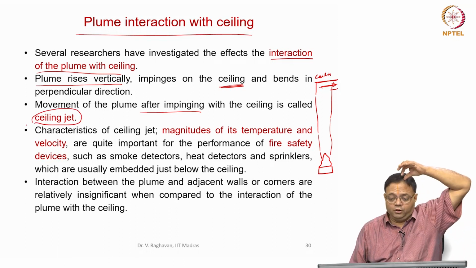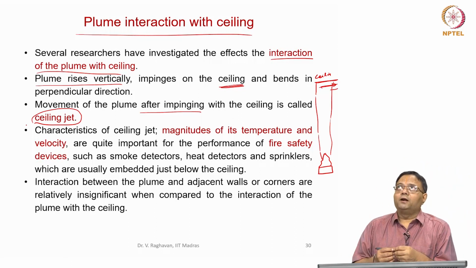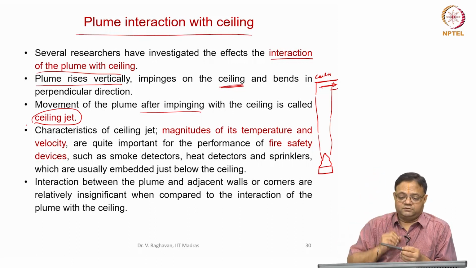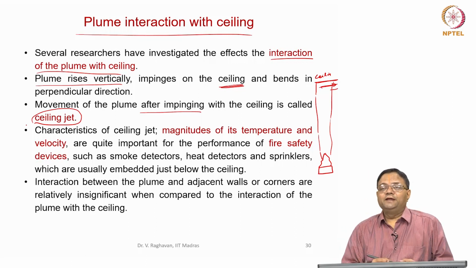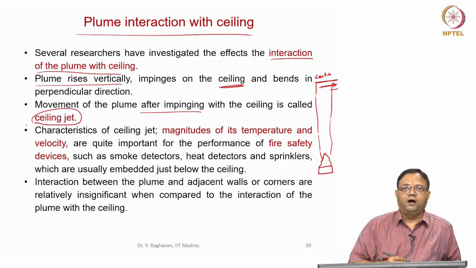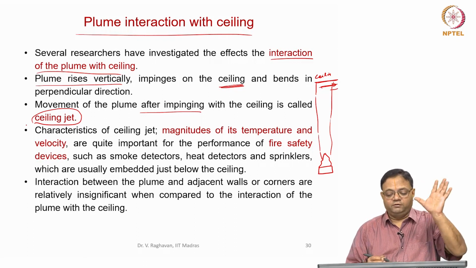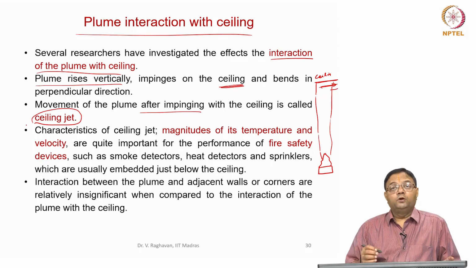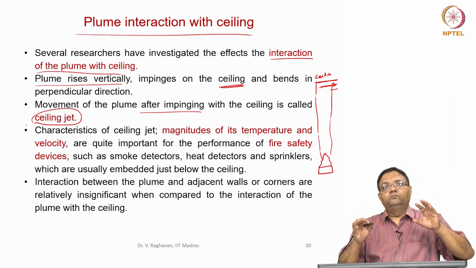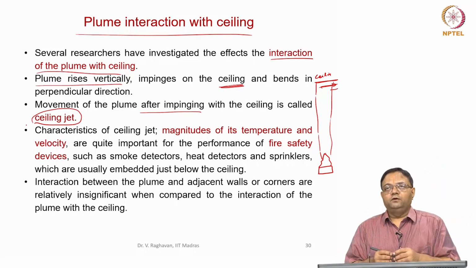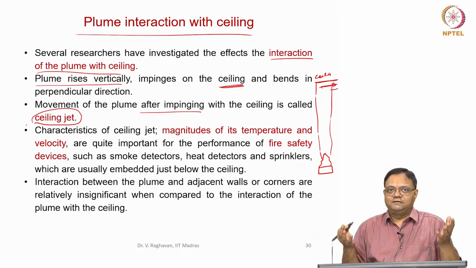Okay, ceiling jet. Now, please understand that normally in an enclosure or a compartment, we put the sensors like CO sensor, heat sensor, smoke sensor, etc., which are used to detect the fire, in the ceiling. So that means the smoke goes to the ceiling, because in between we cannot put any sensor. So it goes to the ceiling and spreads on the ceiling as a ceiling jet.